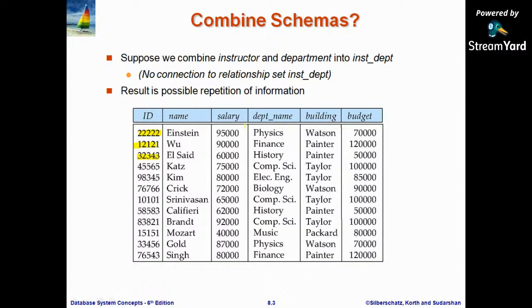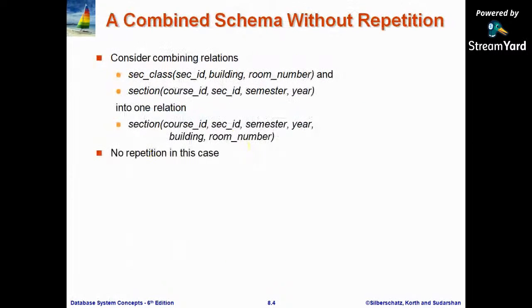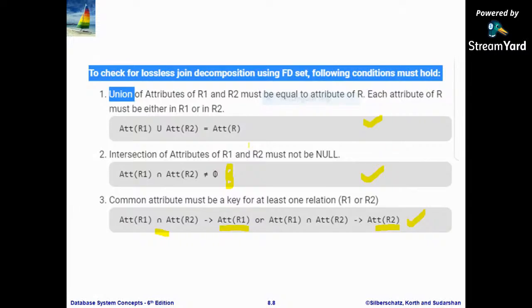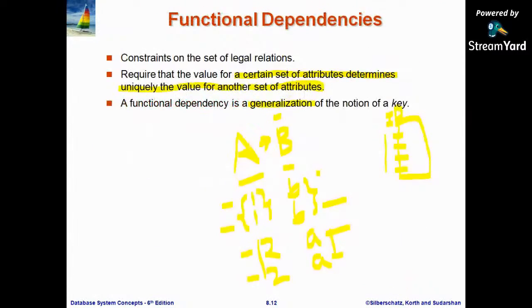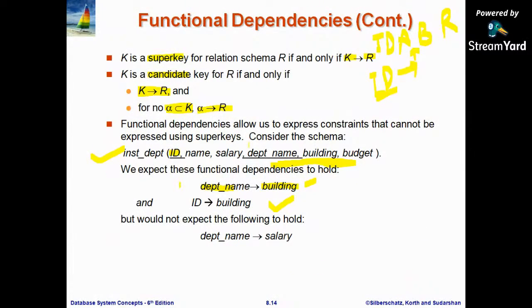And you can see that if department name is the same, then building name is also the same. Computer science, Taylor. So the department name tends to building holds, and ID tends to every field holds. You can take every field. So ID tends to building, we can take every field, ID tends to building holds.